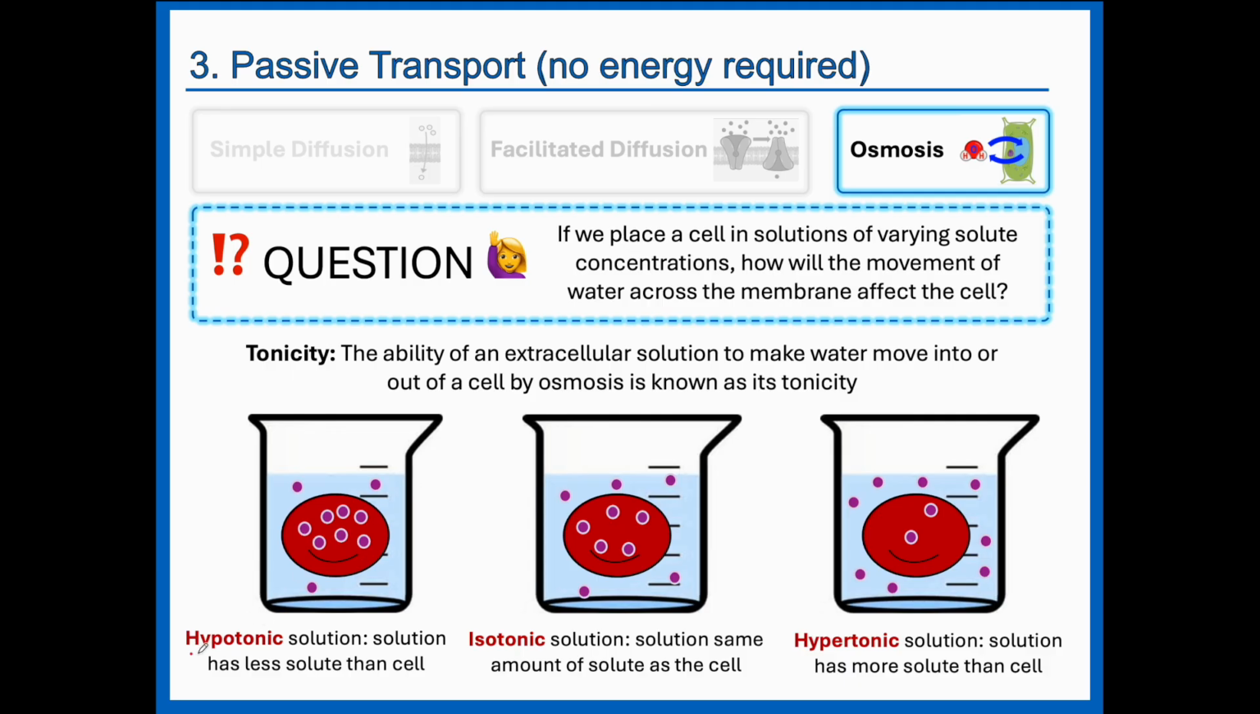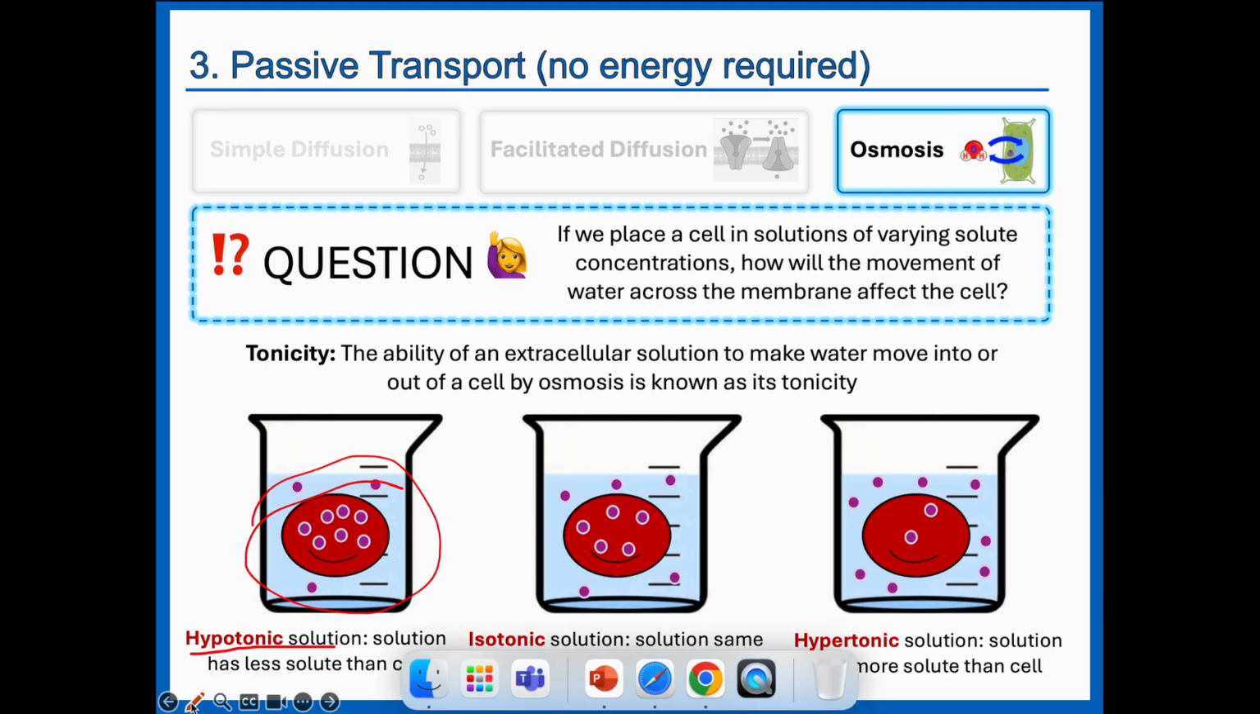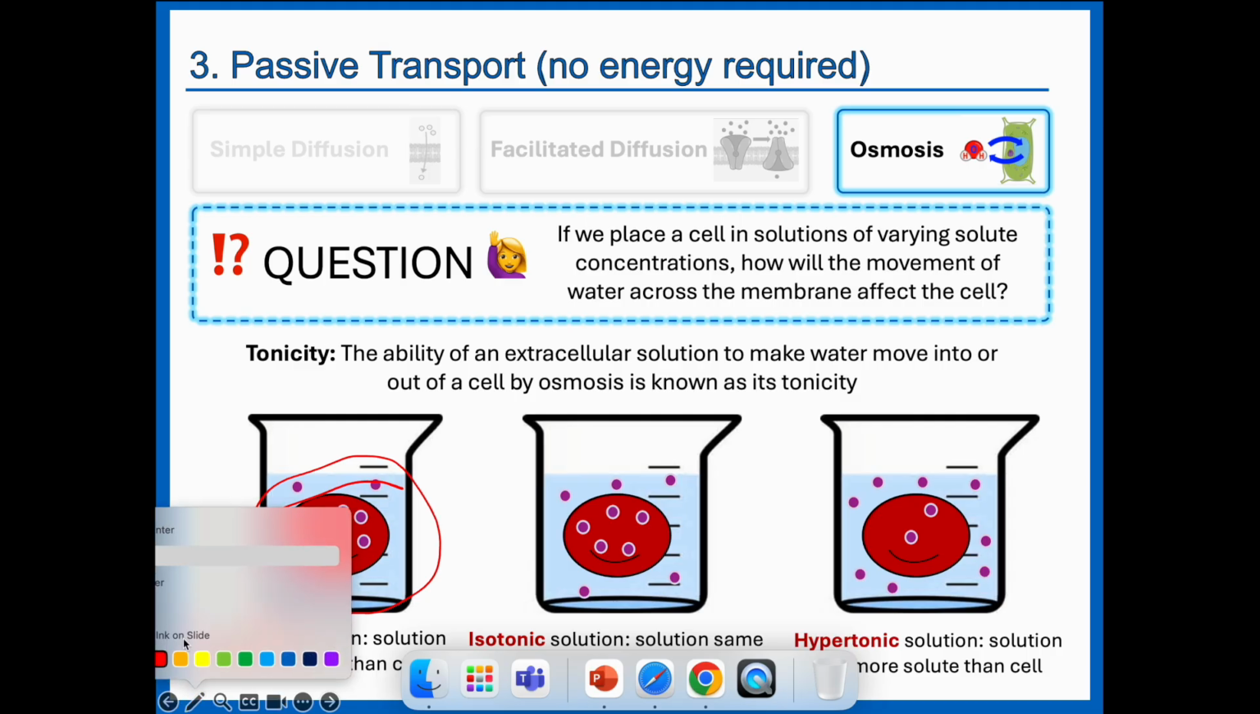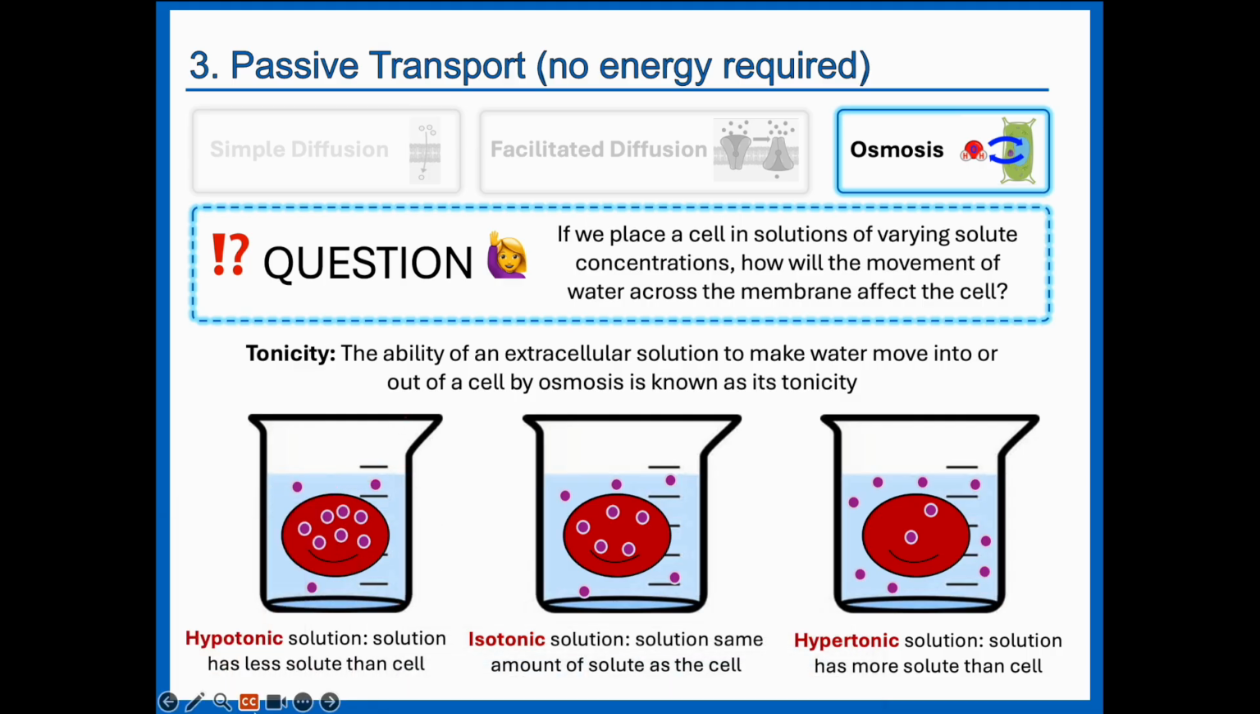So a hypotonic solution, remember the solution is the outside part, right? So the hypotonic solution, in this case, in this beaker, we have this lower tonicity, this lower amount of particles on the outside of the cell, the solution, compared to the inside. So the solution that these red blood cells are in has less solute than the cell, right?